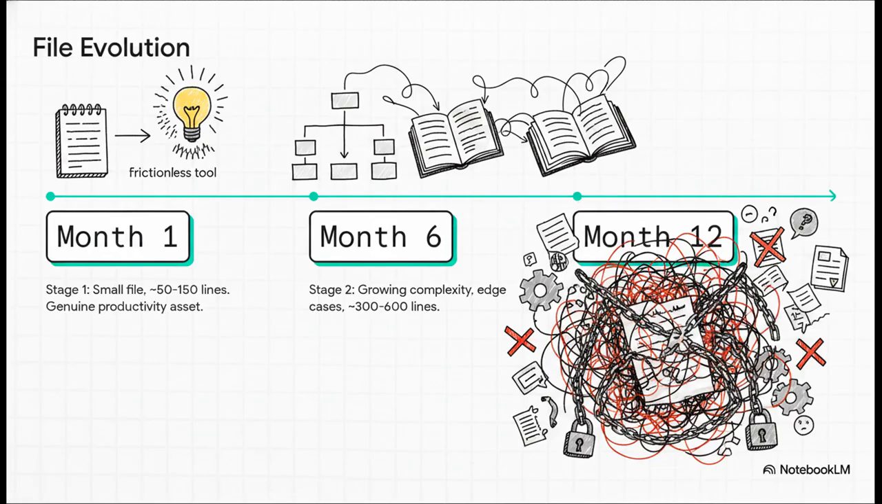But then, month 6 rolls around, complexity strikes. We're suddenly adding edge cases, deployment workflows, directory rules, and boom, it balloons to 600 lines. And by month 12, it is total governance overload. We're talking well over 1,000 lines of stale decisions, conflicting instructions, and weird team-specific exceptions. What started as a genuinely helpful style guide has literally transformed into an unmaintainable monster.